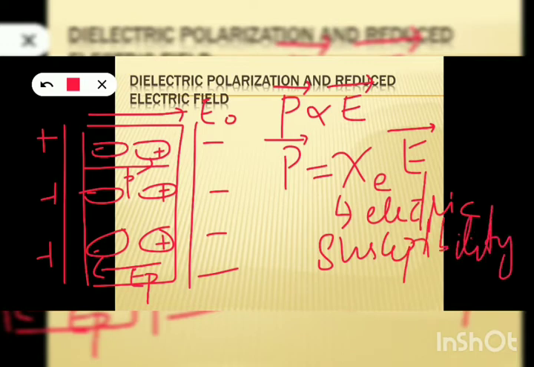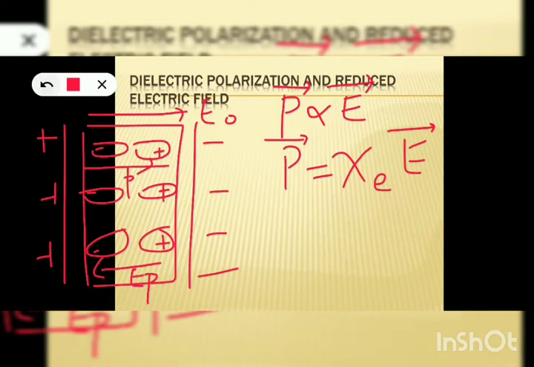Electrical susceptibility. The dipole moment induced is proportional to the electric field, and this dipole moment is equal to chi E into the electric field E. The proportionality symbol is removed by adding this constant, and this constant chi E is known as electric susceptibility.